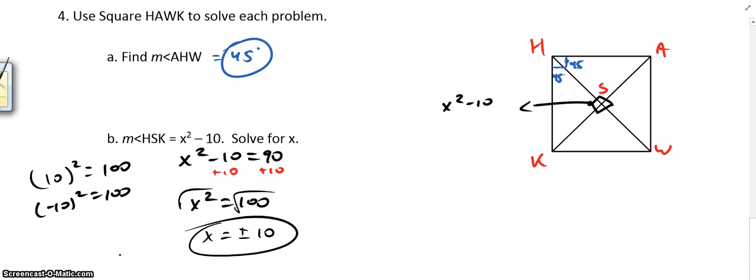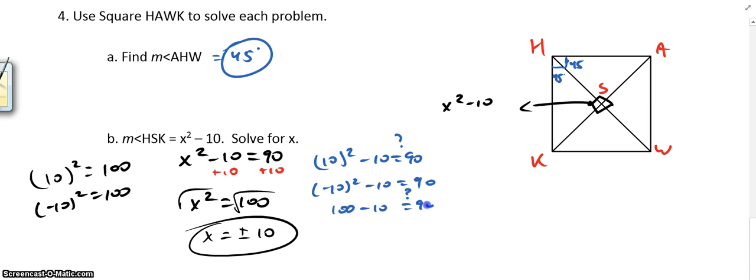Alright, so we get plus or minus 10, and if we substitute that in, those would both work. Let's check it. You have 10 squared minus 10. Does that equal 90? Well, 100 minus 10 equals 90, so that works out. And negative 10 squared minus 10 equals 90. Well, 100 minus 10 also equals 90. So it's important that you include both solutions in your answer.